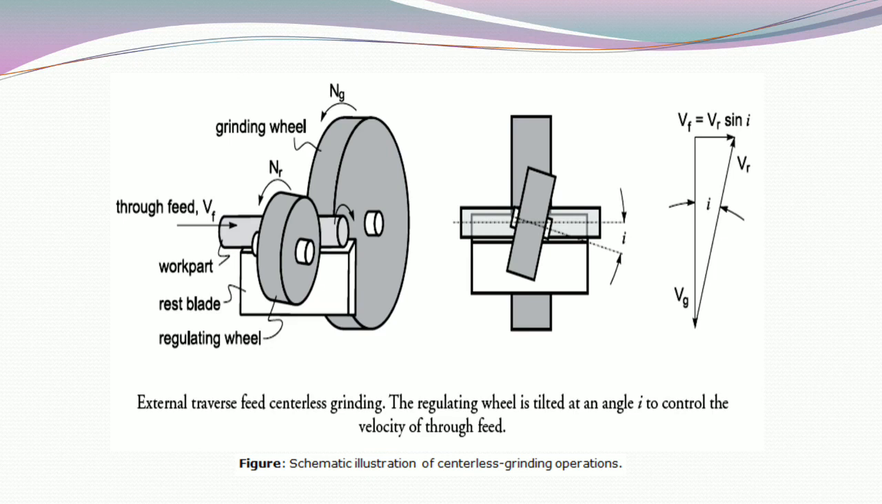The regulating wheel is tilted at an angle I to control the velocity of through feed. Look at the pictures. Grinding wheel, through feed Vf, work part, rest blade, as well as regulating wheel. And see here, Vf is equal to Vr sine I. Okay.